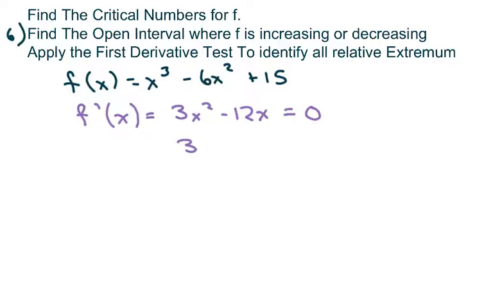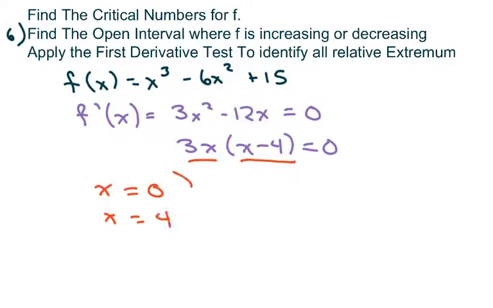We can factor out a 3x here. I get x minus 4. And when you set both of these pieces to 0, you get x equals 0 and x equals 4. So we have two critical numbers. Now, those are the intervals we're going to test.